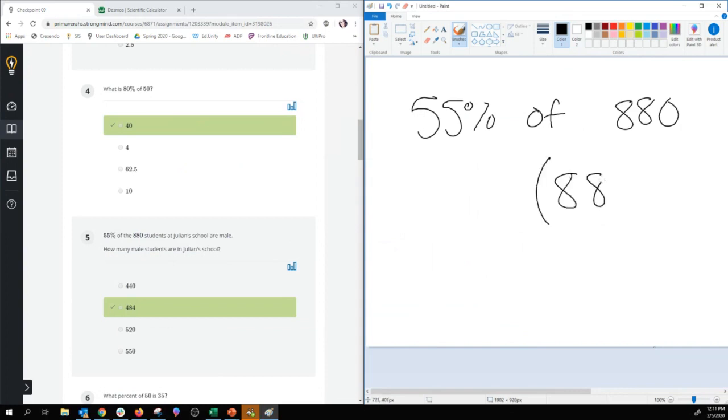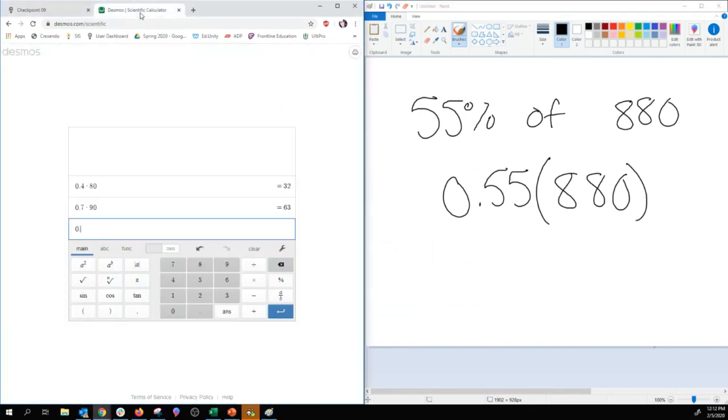What is 55% as a decimal? 0.55. Perfect. Don't forget the extra 5. That makes a difference. So 0.55, and when I multiply those two together, I get 484.